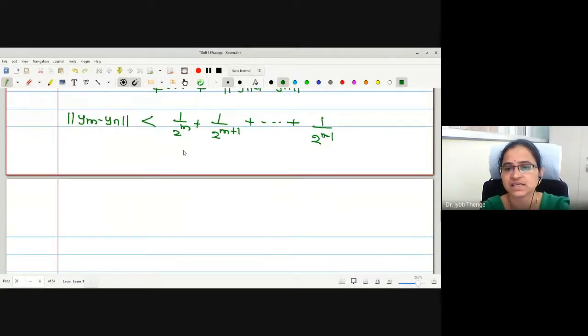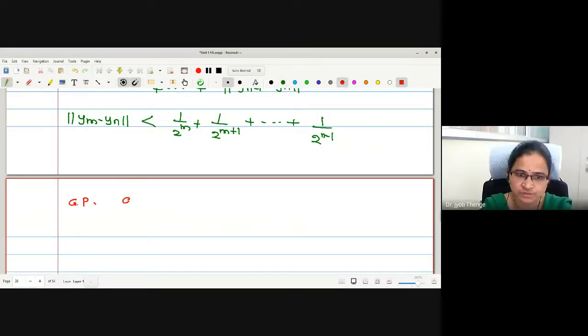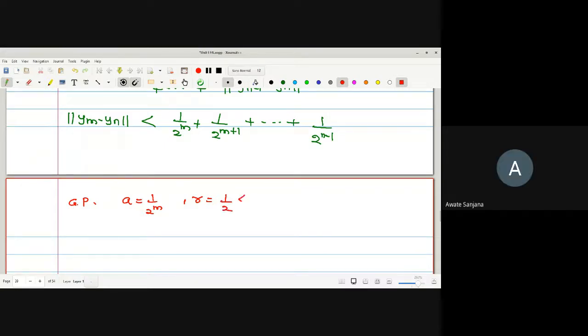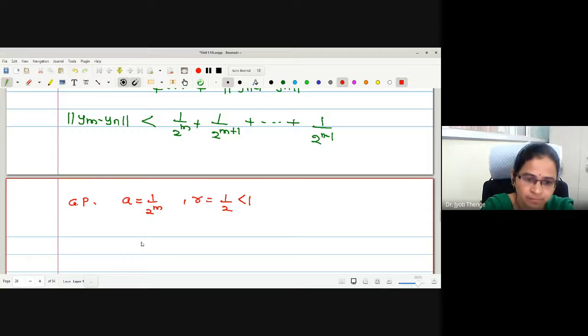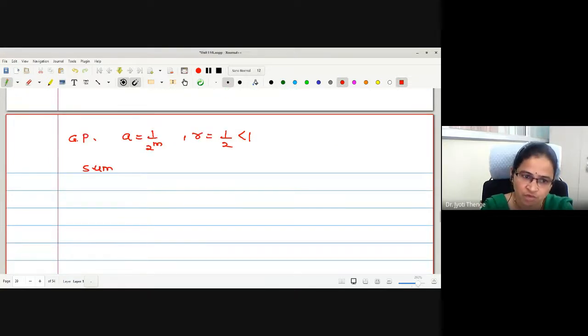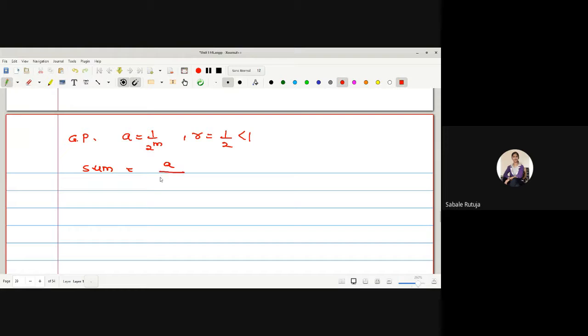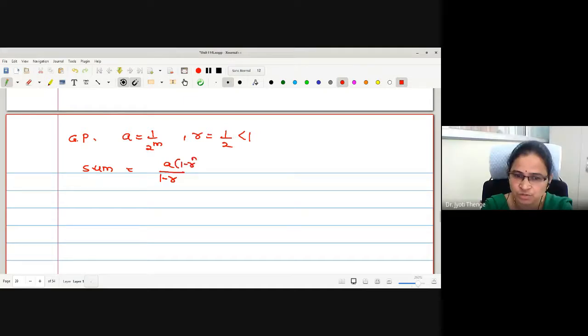What kind of series is this? Geometric progression, yes. First term is 1 upon 2 raised to m, common ratio 1 half, less than 1. Then what is the series sum? The formula? A into 1 minus r raised to n upon 1 minus r. But for r less than 1, is it a upon 1 minus r only? For r less than 1. Correct? Let me substitute the values.